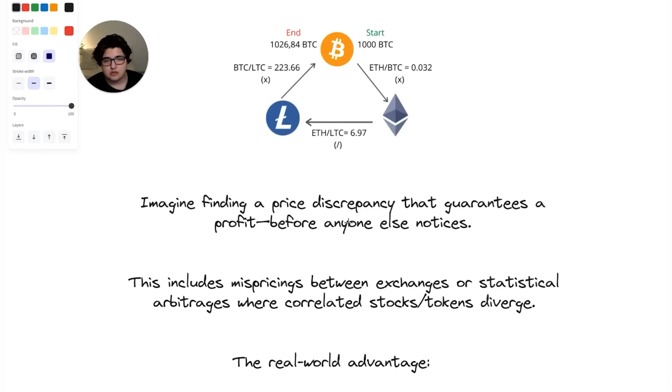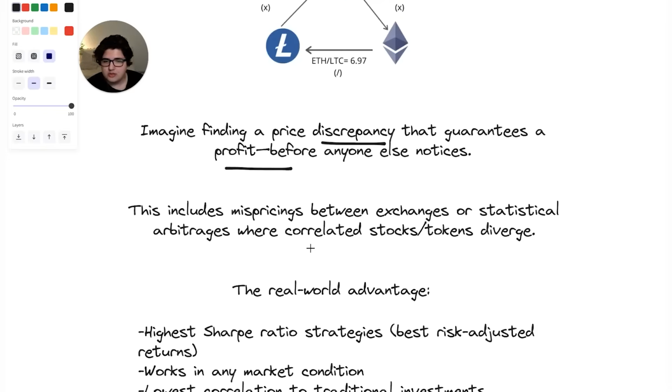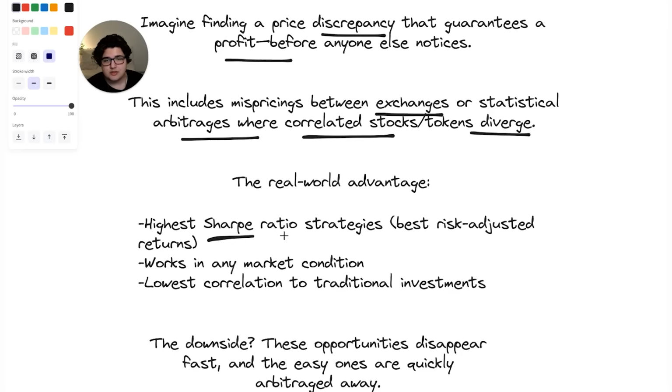Now, to imagine arbitrage, imagine finding a price discrepancy that guarantees a profit before anyone else notices. In arbitrage, it's a very difficult thing to lose in if the arbitrage is true and you haven't miscalculated something, such as fees, or whether you can actually push through that much size or liquidity of that particular arbitrage. Arbitrages normally include mispricings between exchanges, or you can even do statistical arbitrages where correlated stocks or tokens, if you're trading crypto, diverge.